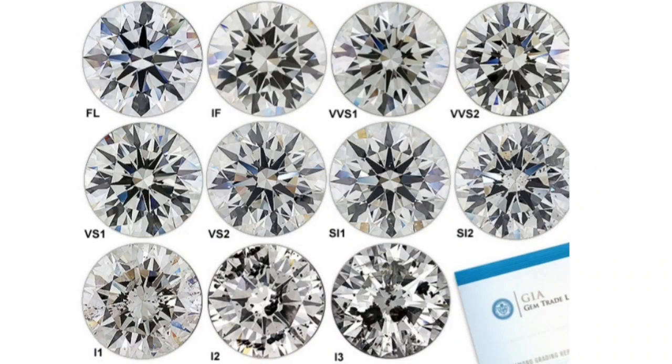Whenever you go to the shop and see the certificate, you can see I1, I2, I3, SI1, SI2, VS1, VS2, VVS1, VVS2, FL, IF. FL is an expensive diamond, the top clarity of diamond, so it's very expensive. As I'm saying, I is inclusion. I1 has less inclusion than I2. I2 has less inclusion than I3, and I3 has more inclusion than I1 and I2. These inclusions you can see with a 10x or 14x magnification glass.